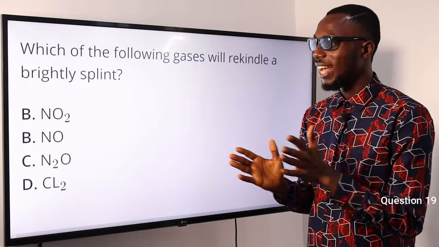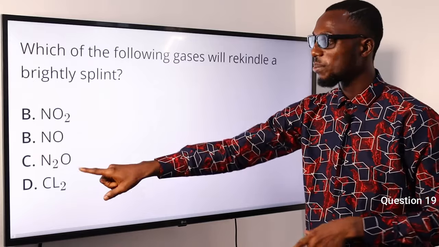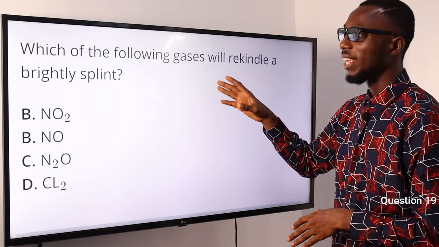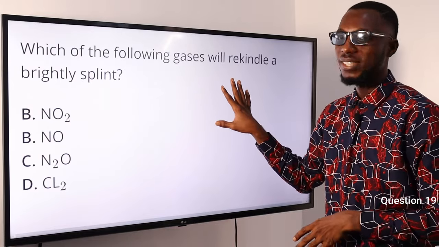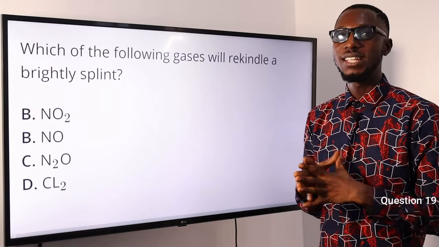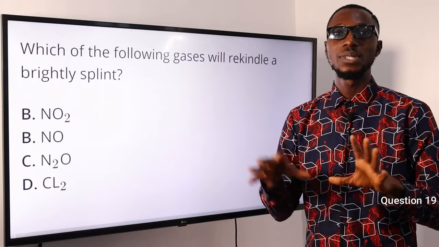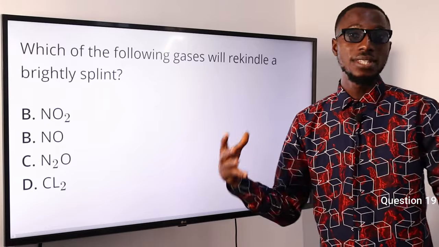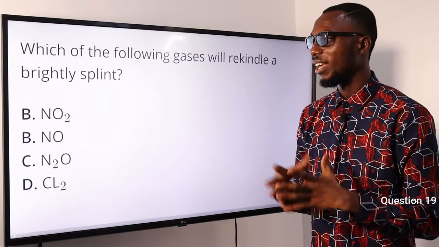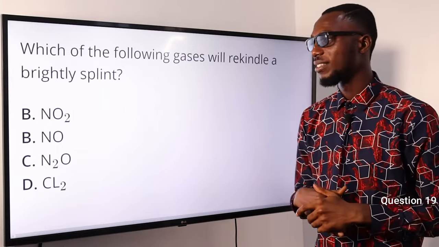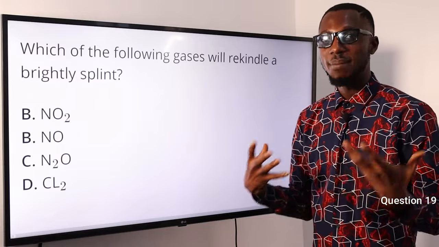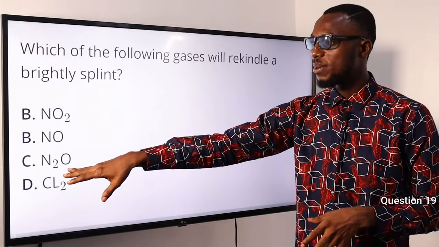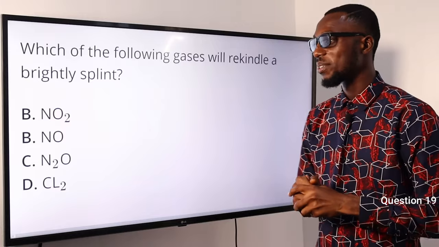Number 19, which of the following gases will rekindle a glowing splint? Okay, so the gas is nitrogen monoxide, option C. Another gas that behaves very similarly to this is oxygen, but you can use different experiments or processes to distinguish between oxygen and nitrogen monoxide. You can even take an instance of their smell. Oxygen is odorless, while this has a pleasant smell. So the correct option is option C, nitrogen monoxide.